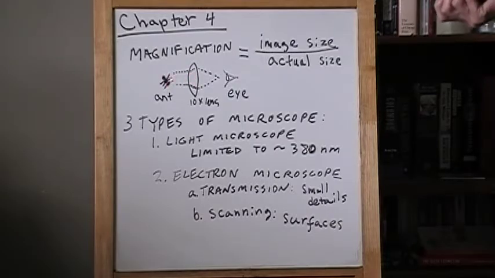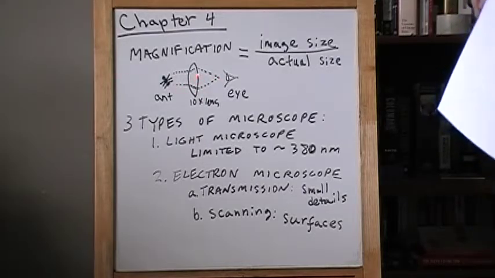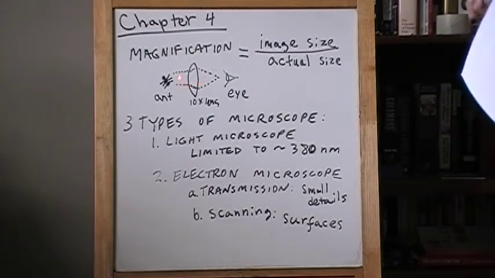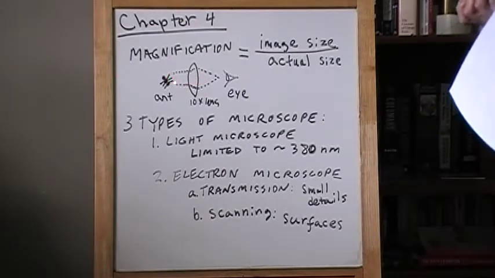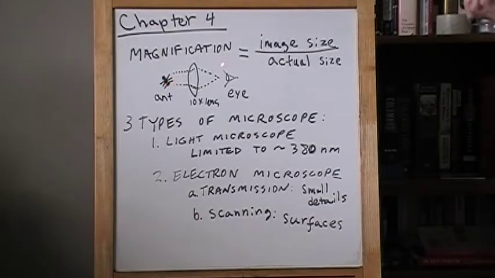So let's say you're looking at an ant with a 10x lens, and the light that bounces off the ant goes through the lens and gets refracted, meaning the light is bent. And it bends in such a way that the image is larger. So if you took a picture of the image and measured it, it would be 10 times bigger than the actual size of the ant. That's why we call it a 10x lens.